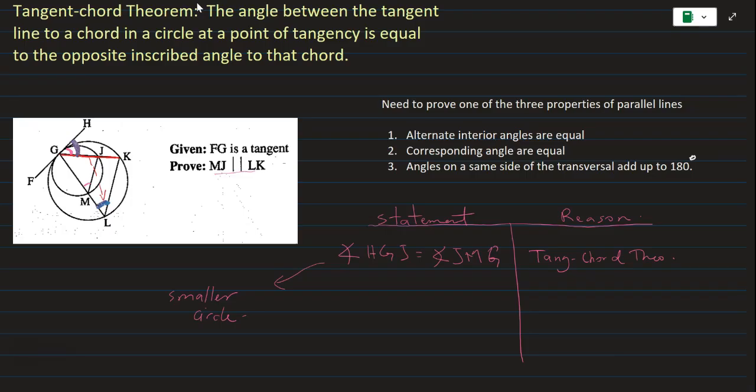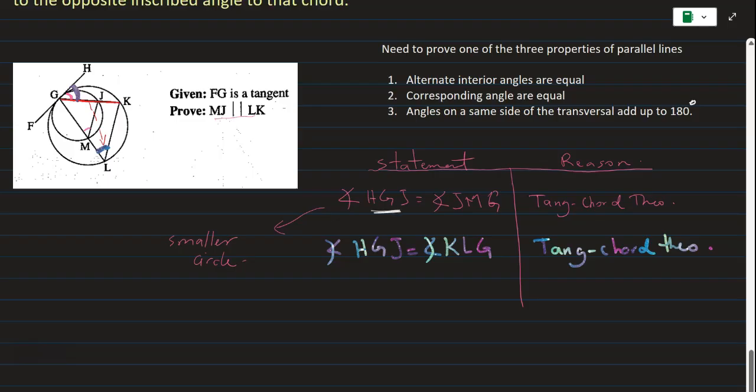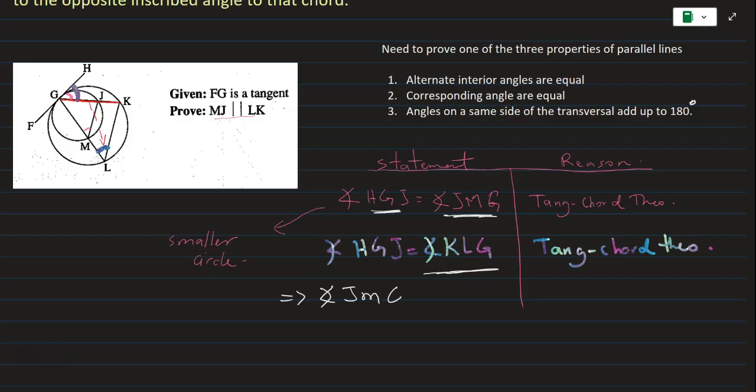Now we can write that. We're going to say angle HGJ again equals angle KLG, and we're going to use the same tangent-chord theorem. Now these two angles we know are the same, both equal to angle HGJ, so angle JMG equals angle KLG because both equal the same angle.